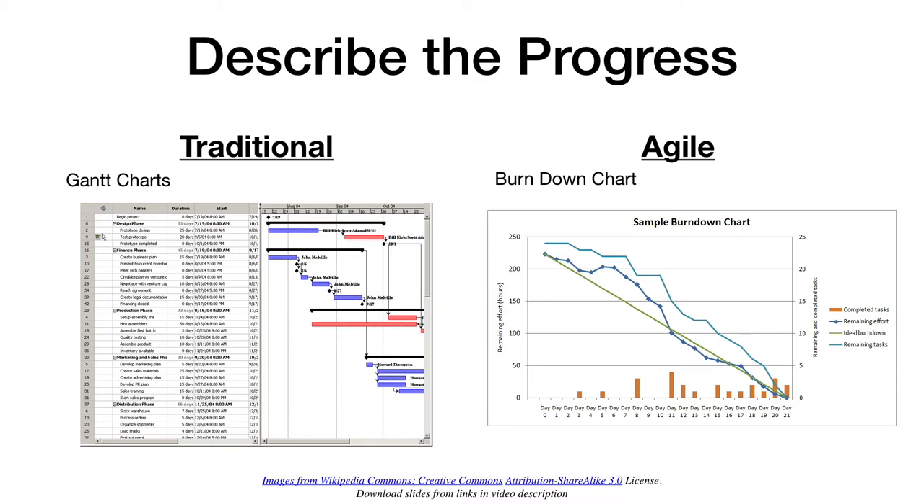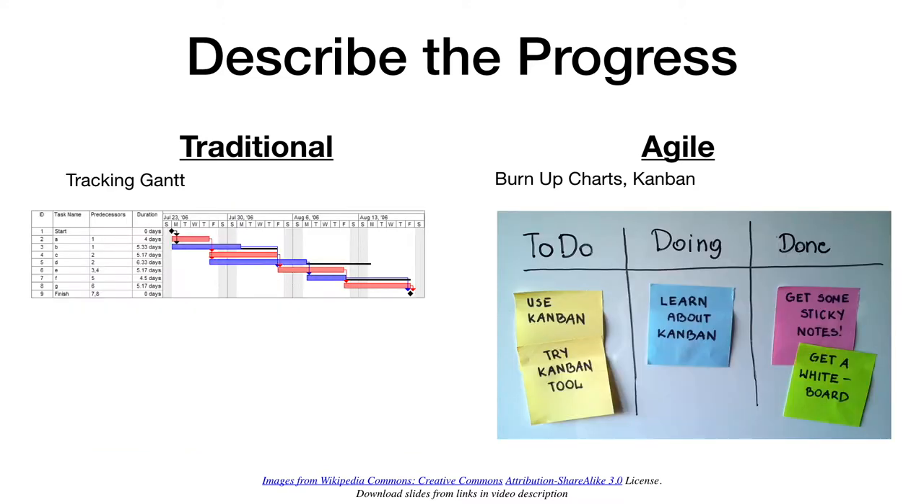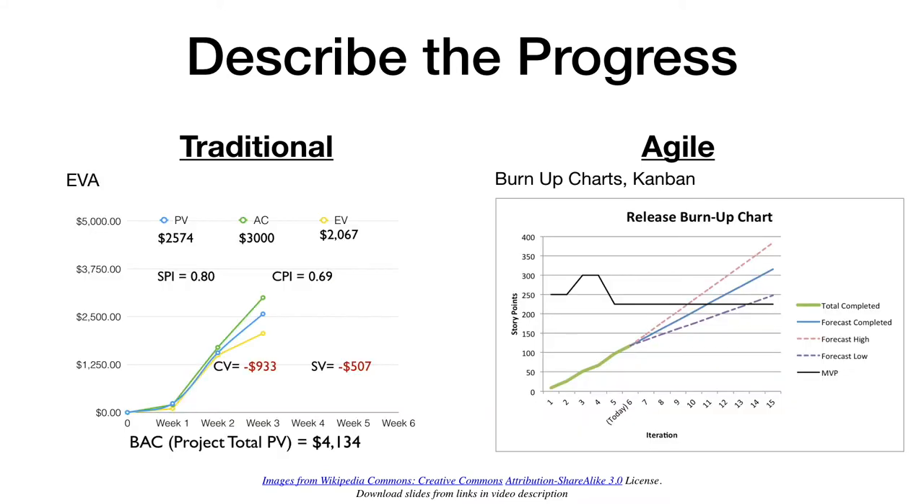We might also describe the progress as far as what has been accomplished, what has been done. We might look at a tracking Gantt chart, which can show those things. We might use Kanban, a Kanban board, or an online system like Trello to actually help us see what has been done so far or what's in process. We might also use something in traditional like earned value analysis to look at the value we're getting out, to try and look at how that value correlates to the time and money we're putting into the project. So in Agile, we might use something like a burn-up chart as well.